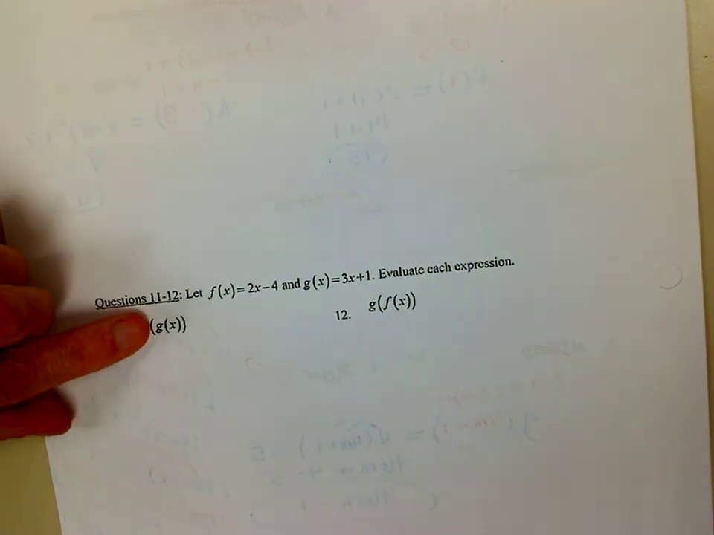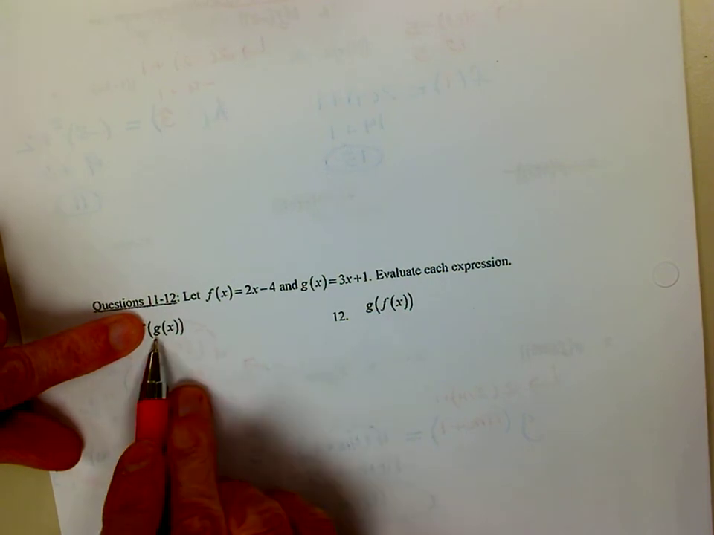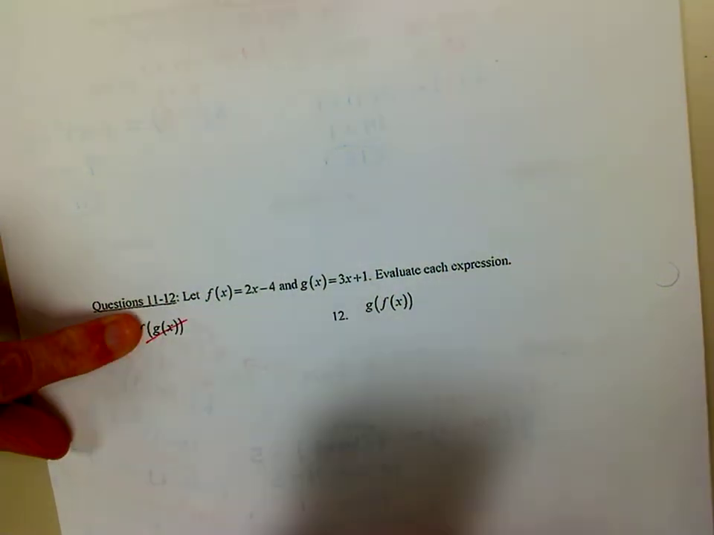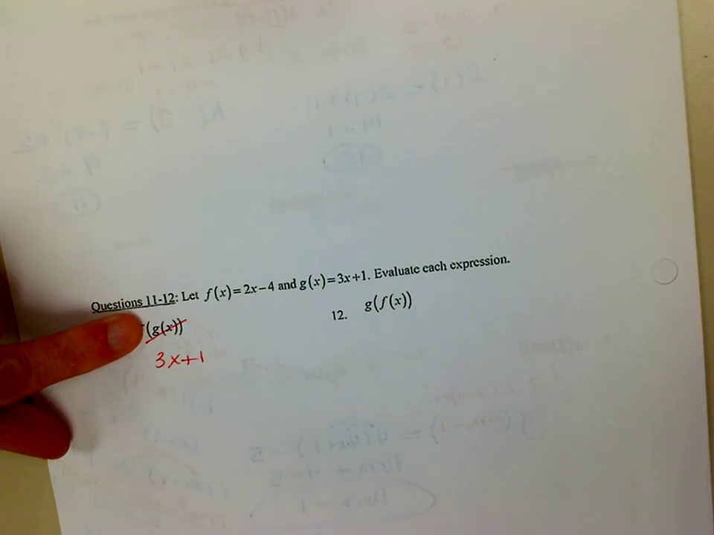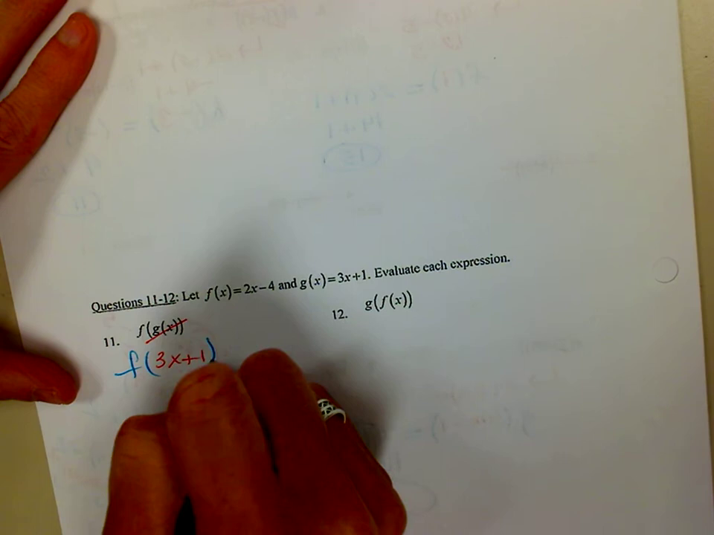Okay, so first I'm going to do g of x. Well, there's really nothing to substitute because I already know what g of x is. G of x is equal to 3x plus 1. I'm going to cross that out and put 3x plus 1. Now I'm going to do f of 3x plus 1.